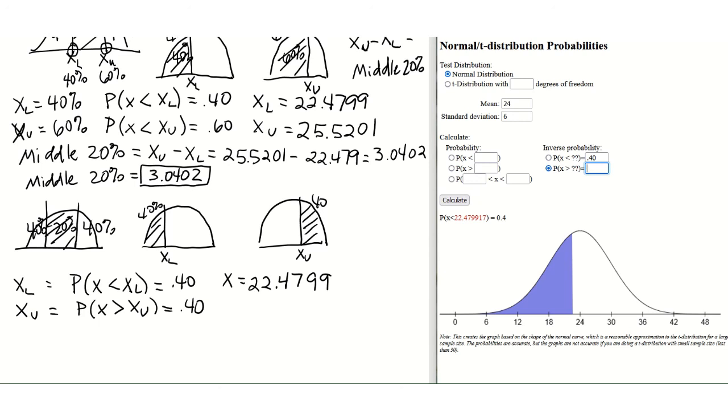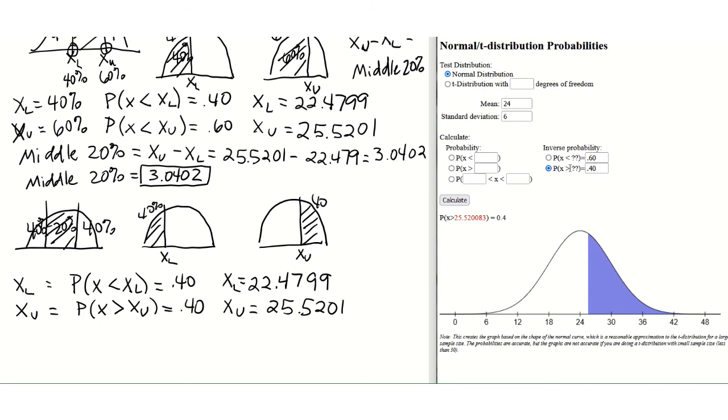So the first one was the lower 40%. Now I'm solving for the upper 40%. And you'll notice it's the same, and this is because, just like what we saw with our percentile questions, if I'm getting the lower 60%, I'm going to have the same value as if I'm getting the upper 40%, because when I add 60 plus 40, that's going to give me 100%.